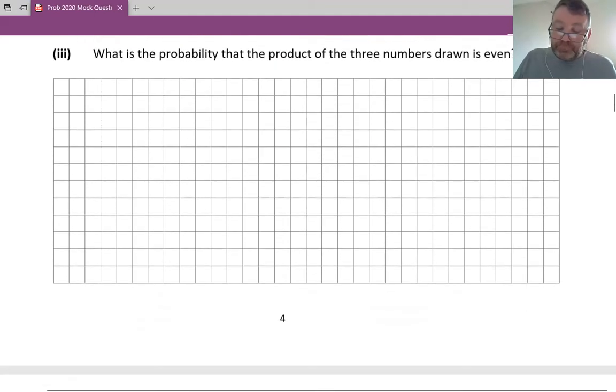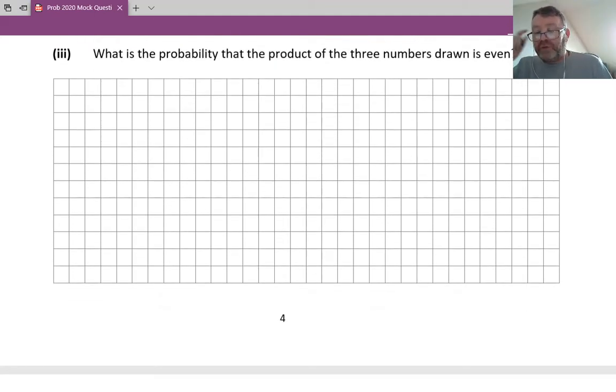Now, next one. What is the probability that the product of the three numbers drawn is even? Now, how do we get an even number by multiplication? The answer is we have to multiply by at least one even number. If you multiply odd numbers together, they'll stay odd.